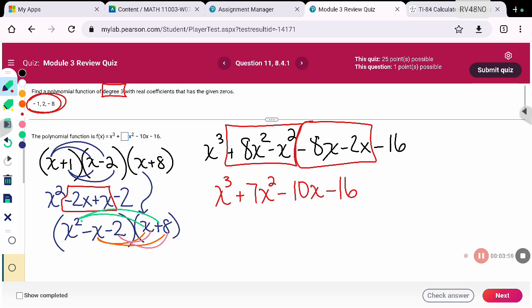Now, you'll notice when you were typing in the answer, it just asked for the squareds. So you just have to put in that 7 coefficient there.